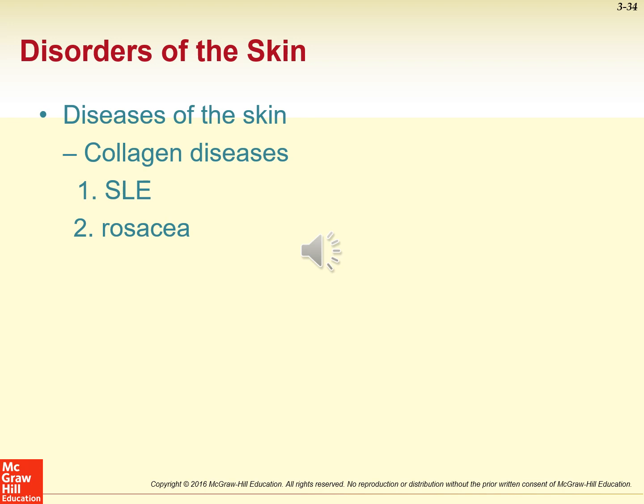Figure 3.15 illustrates this for you in your textbook. Rosacea is a rash that looks similar to SLE, but it's produced by enlarged capillaries.